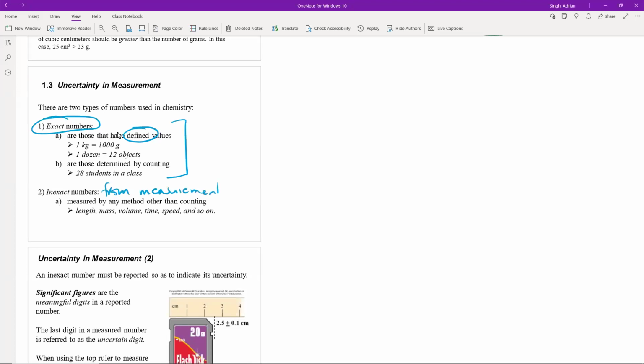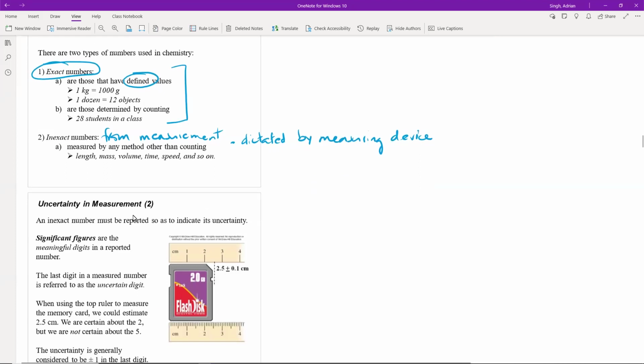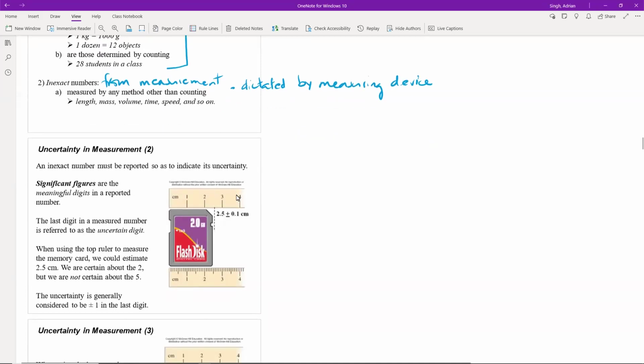So measurements of everything we talked about previously, length, mass, time, volume, etc. They will be inexact, and those measurements would be dictated by our measuring device. Okay, and we'll talk a little bit about how we read different measuring devices here to report those measurements. So when we're dealing with inexact numbers, we need to report that measurement so that we are able to indicate how certain or uncertain we are about that measurement.